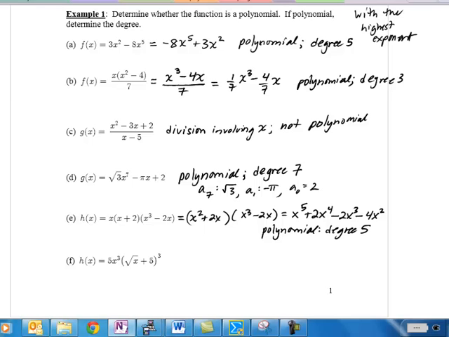All right, then the last example here, we've got h of x is 5x cubed times the quantity square root of x plus 5 cubed. We're going to have a problem here because of this square root of x. The square root of x, or square root of a variable, is not allowed in polynomials. So polynomials don't include the square root of x. So this is not a polynomial.